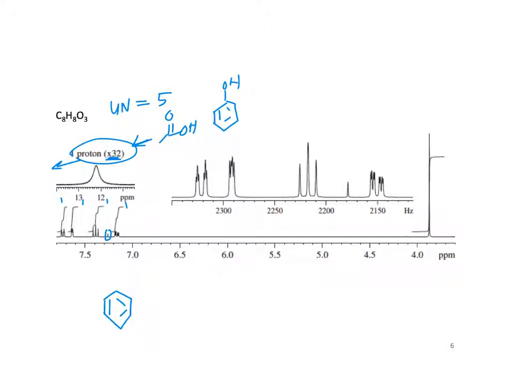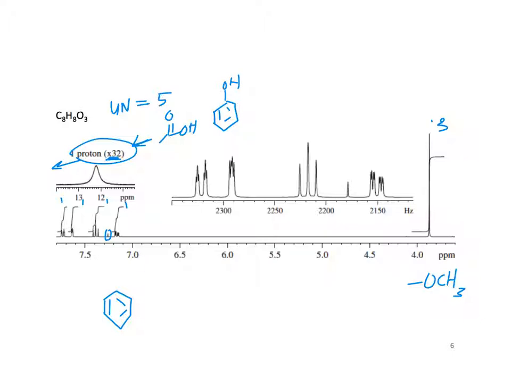Okay, if those are all 1, what about this peak down at 3.9? It's probably a methyl group, right? Yep. And so what do we think that's attached to? Oxygen. Here's our OCH3. Okay, so we have a disubstituted benzene ring.